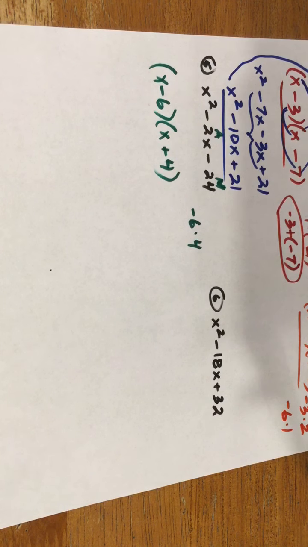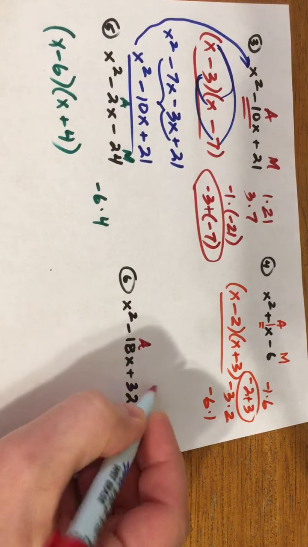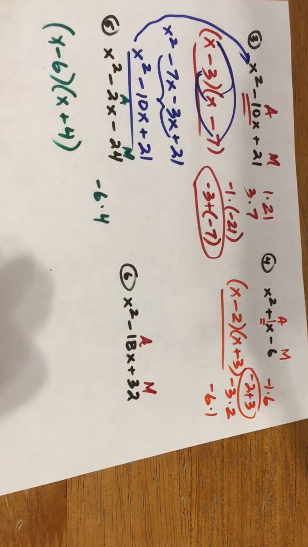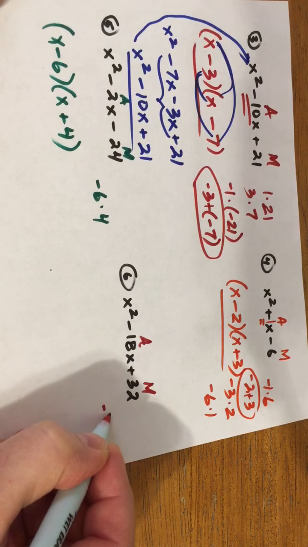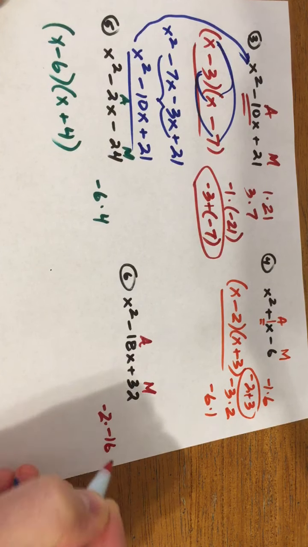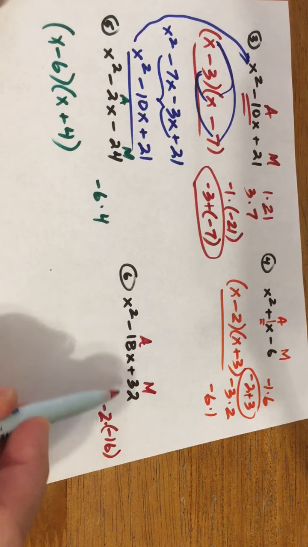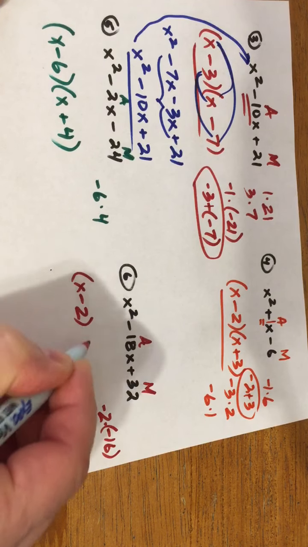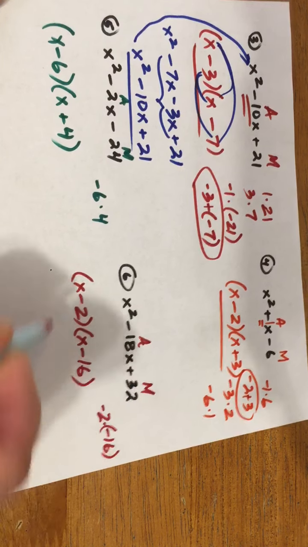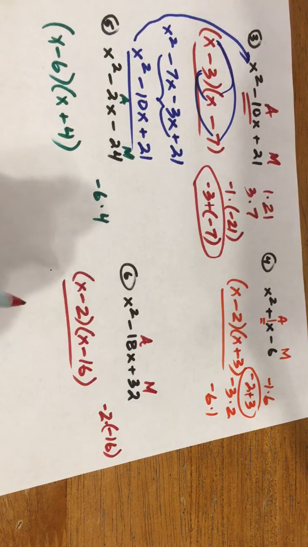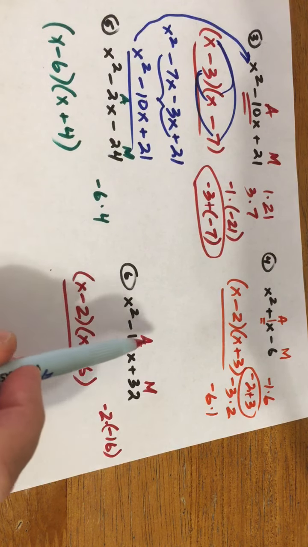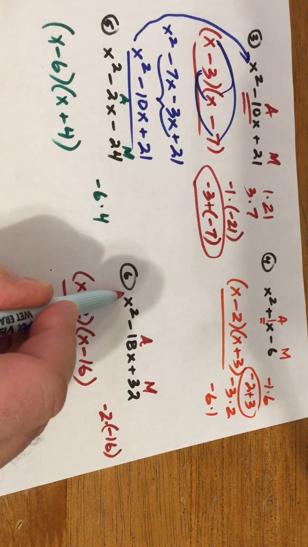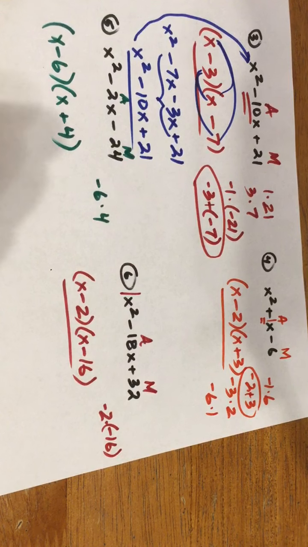Number 6. Pause it. All right, let's take a look at number 6. Add to negative 18 and multiply to 32. What's going to work? Well, if you give this some thought, negative 2 times negative 16 is going to multiply to 32, add to negative 18 rather. And so x minus 2, x minus 16. All right, ladies and gentlemen, with practice, obviously this gets easier. Keep in mind that you can only use this add-multiply method if your leading coefficient is a 1.